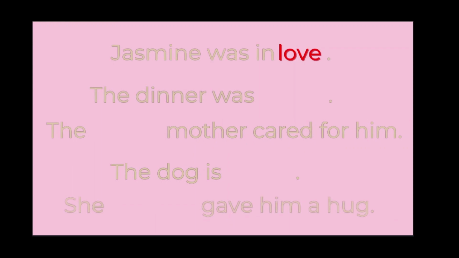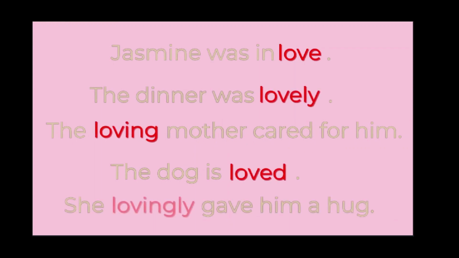So let's take a look at the word love. We can change its meaning by adding morphemes. Love itself is a noun. Lovely, loving, and loved are adjectives, and lovingly is an adverb. By adding on morphemes, we are changing the morphology of the word.